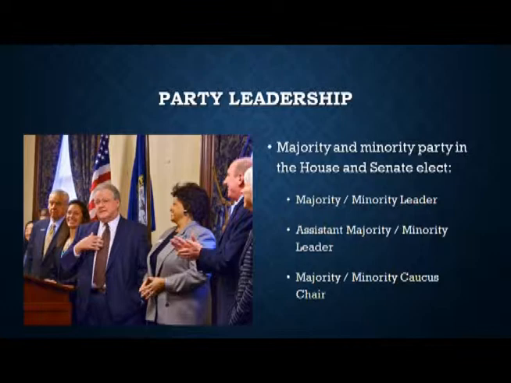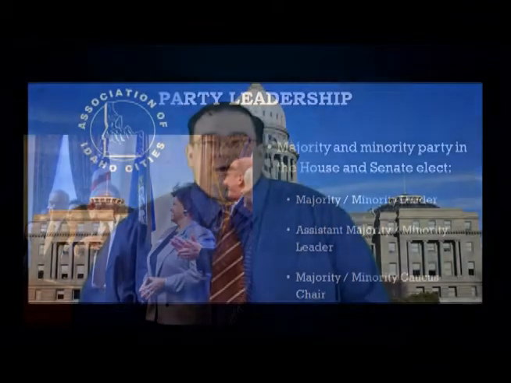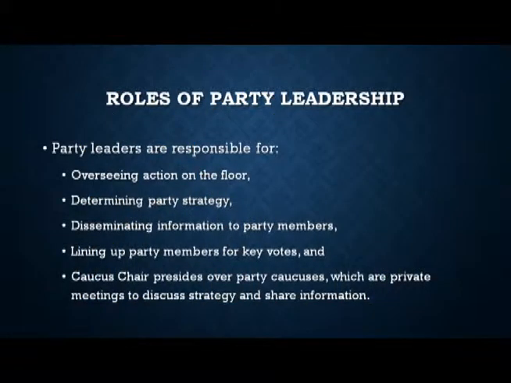The majority and minority party in the House and Senate each elect a majority or minority leader, an assistant majority or minority leader, and a majority or minority caucus chair as their party's leadership. The roles of the party leadership include overseeing action on the floor, making motions on behalf of the party on the floor, determining the party strategy, disseminating information to party members, lining up party members for key votes, and the caucus chair presides over party caucuses, which are private meetings to discuss strategy and share information.